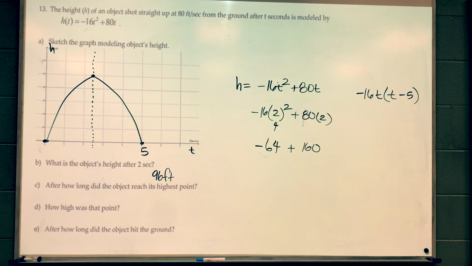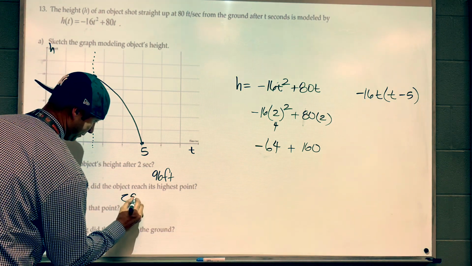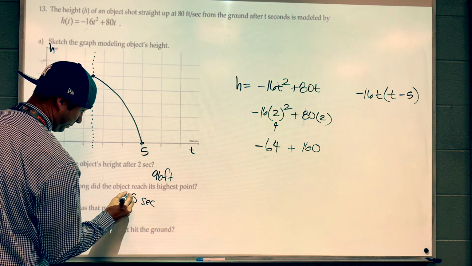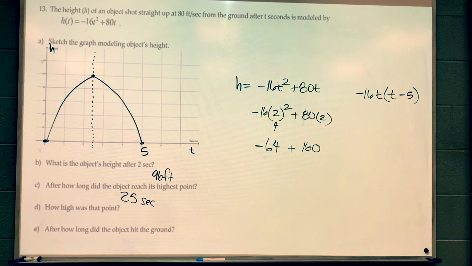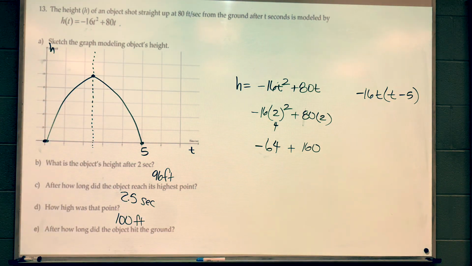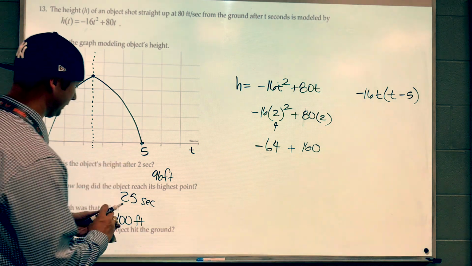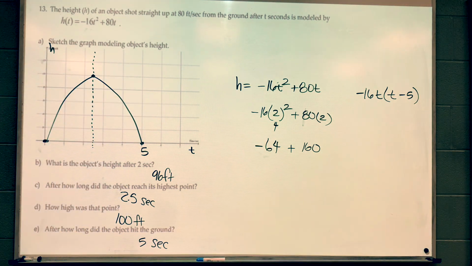All right, how long did the object reach its highest point? 2.5 seconds. How high was that point? Well, we said it was 100 feet. After how long did the object hit the ground? After 5 seconds. Okay.